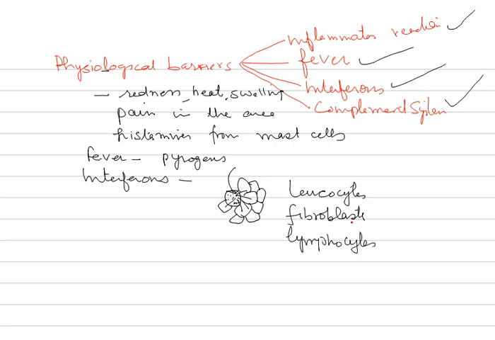Lymphocytes. Now the first one, that is leukocyte, is alpha interferons. Then the fibroblasts, beta interferons, and thirdly the lymphocytes are the gamma interferons, right?